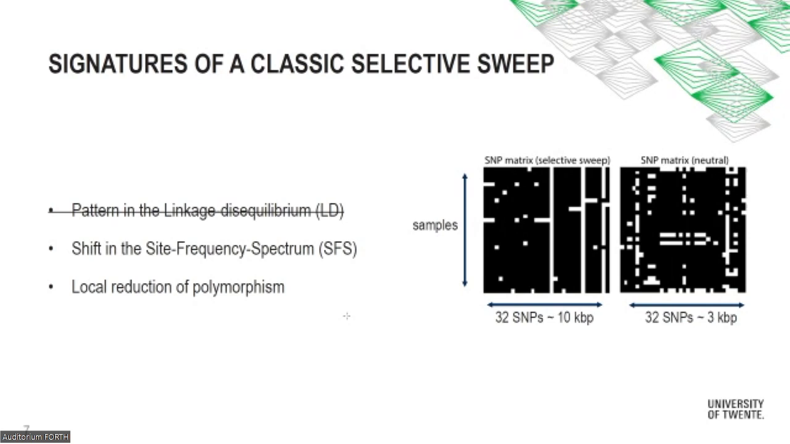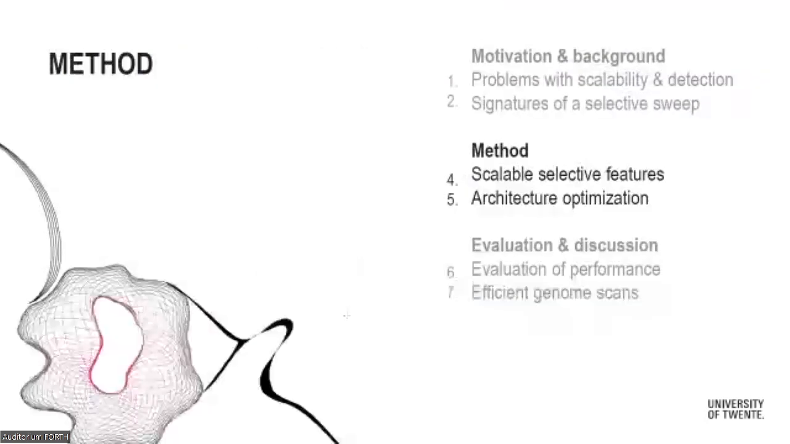So the shift in site frequency spectrum and the reduction in local polymorphism can be visually quite seen when you look at these SNP matrices, one for selective sweep and one for neutral data, where the distances vary quite vastly, and also the site frequency spectrum can be already observed from the image. So how do we make these features scalable, and how do we make a good effective architecture to use these features for classification?